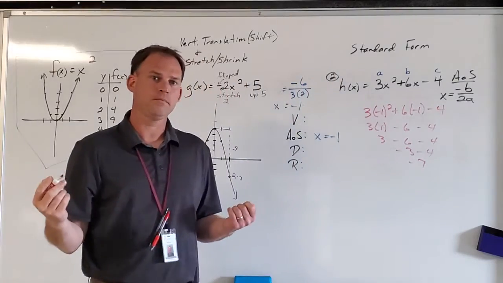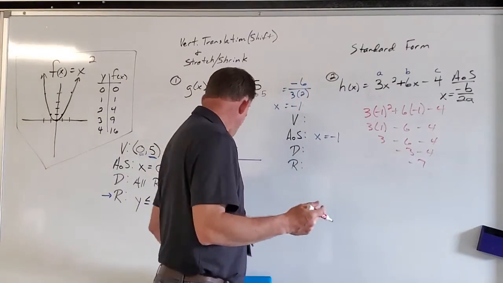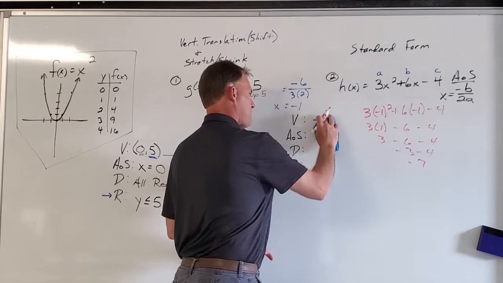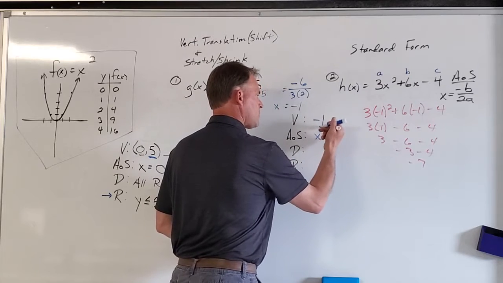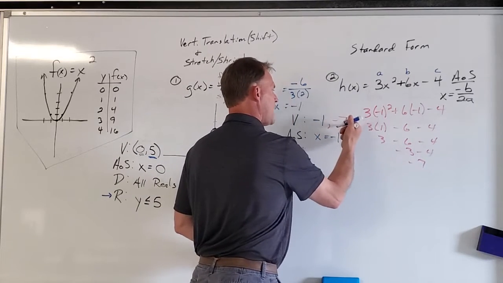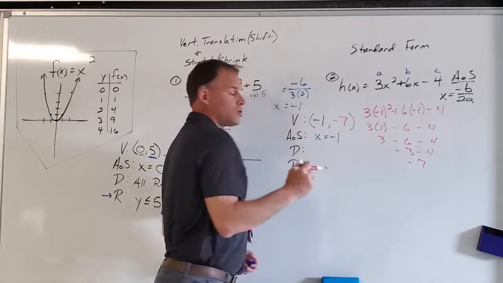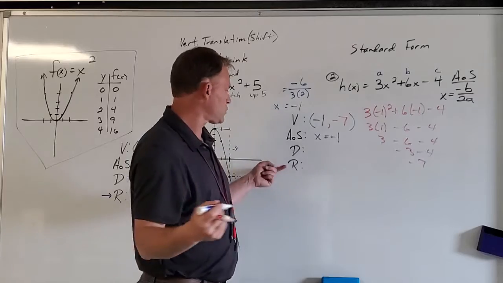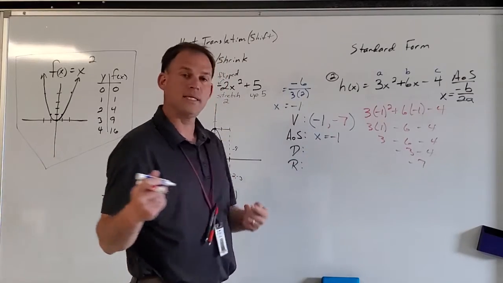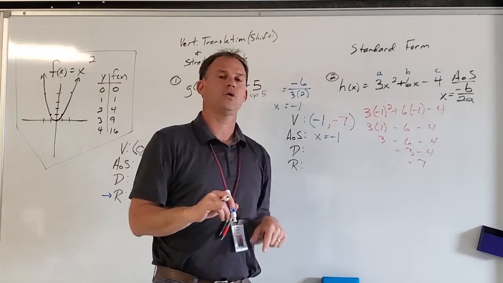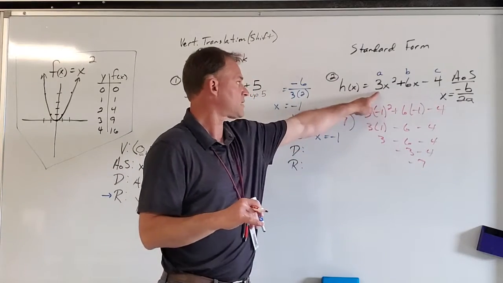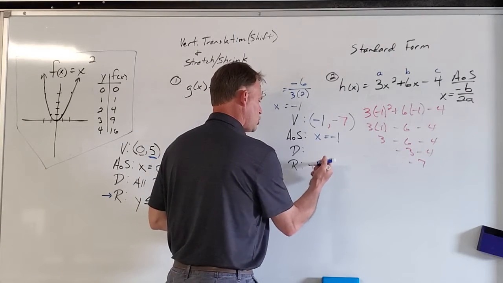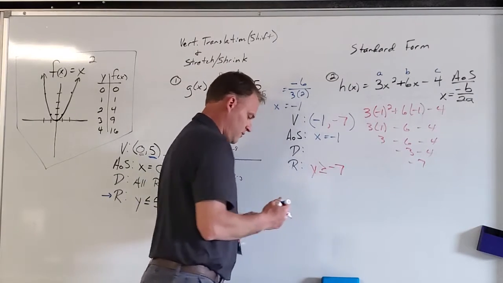So now I've plugged it in. I know that is my x coordinate for my vertex. My answer here is my y coordinate for my vertex. So there's my vertex, -1, -7. Okay. Domain, all reals, range. I take this number. Is this curve going to go up or going to go down? Yeah, that's a +3, so I know the curve is going up. So then my range is greater than or equal to -7.